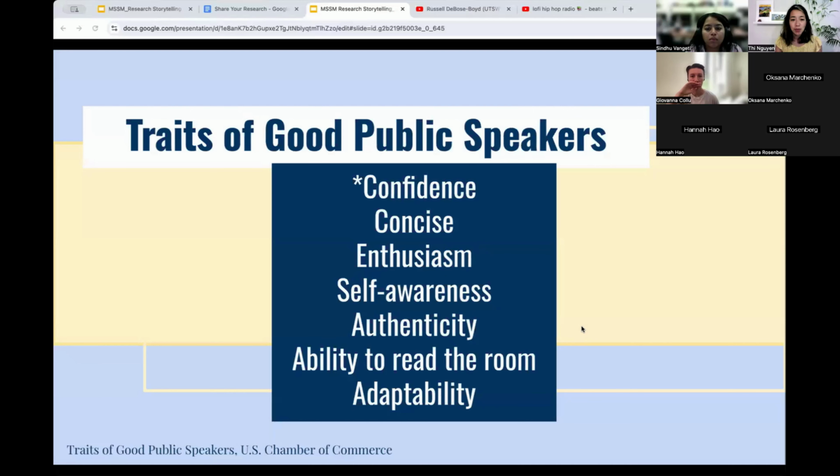All right. We're going to go to the second part now about traits of good public speakers. This is a study done by the U.S. Chamber of Commerce, and we were going through and talking about the different qualities. As we were talking about, the authenticity part is how you are presenting in a way that is comfortable to you and is honoring everything that is important to you and your values when you do speak, right?